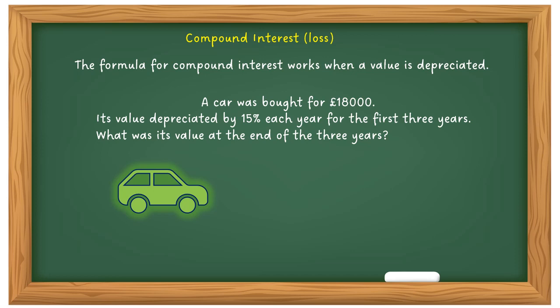A car was bought for £18,000. Its value depreciated by 15% each year for the first 3 years. What was its value at the end of 3 years? Again, you start with your initial investment of £18,000, but in this case you deduct 15% year on year on the running total. By the end of 3 years, the value of that car has been reduced to £11,054.25.